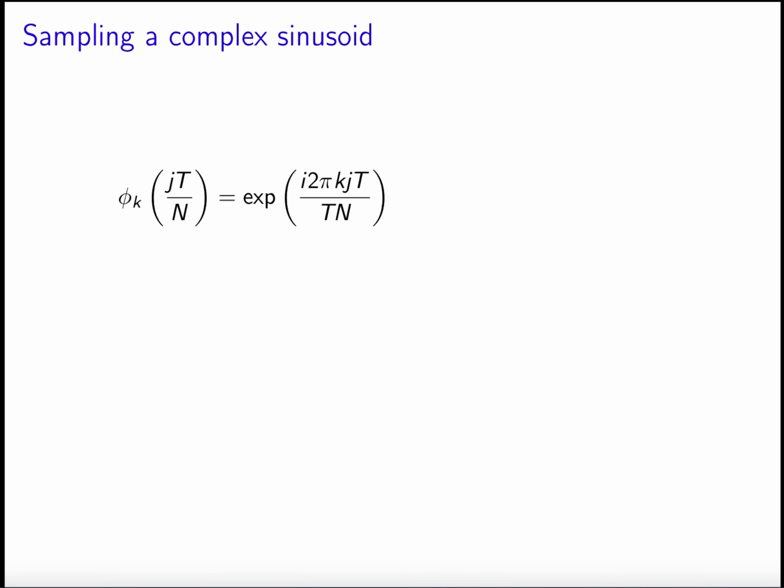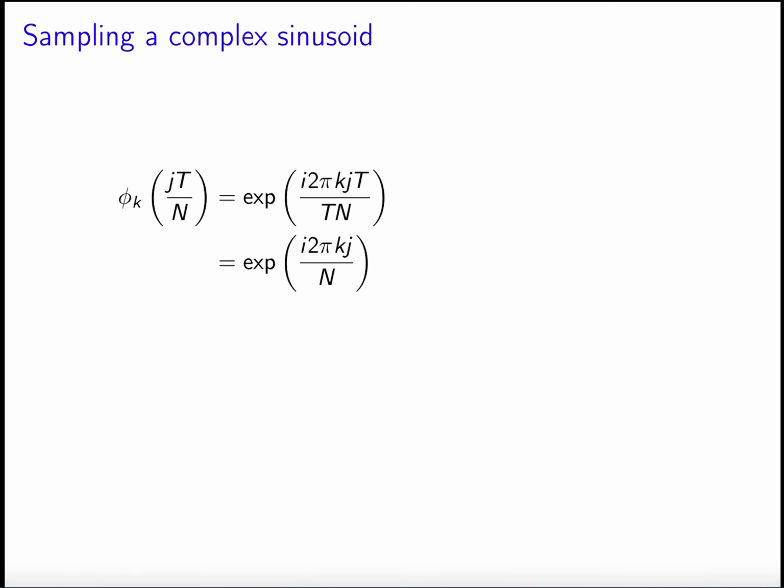This is what the values are equal to. And again, I want to emphasize there are a lot of indices, so it's important to know what each of them means. k over T is the frequency of the complex sinusoid, and jT over N is the location of the samples, because we're cutting up this interval of length T into N pieces. And j goes from 0 to N minus 1. What happens here is that the samples are equal to this because the T's cancel out.